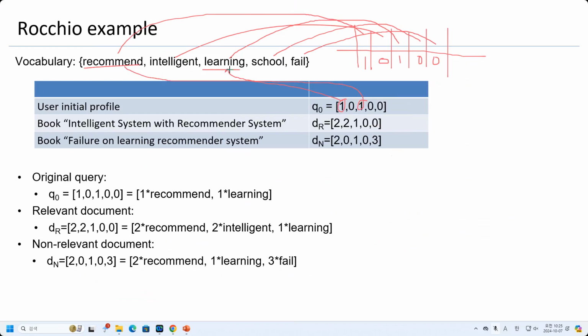Okay. Now let's say there is a book, and this book is the relevant document. We call it DR. The book title is Intelligent System with Recommender System. When we look through the book, the keyword recommend appears 2 times. The keyword intelligent appears 2 times. The keyword learning appears 1 time. The keywords school and field both appear 0 times. So there is no keyword school and no keyword field.